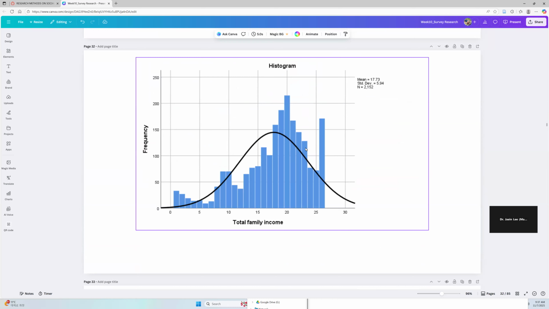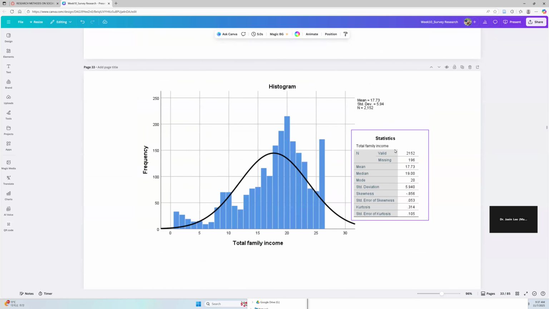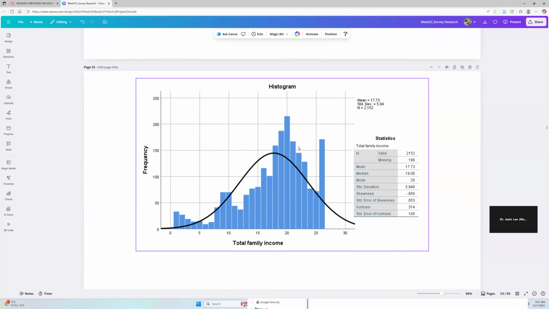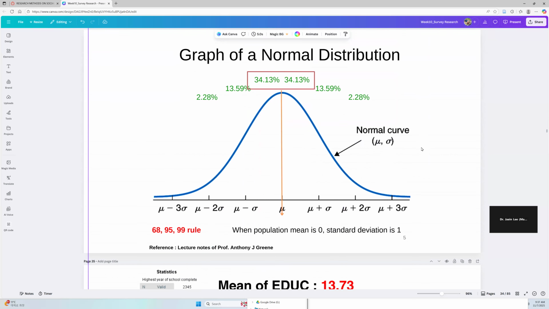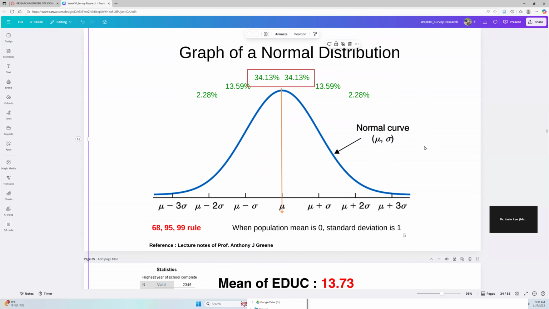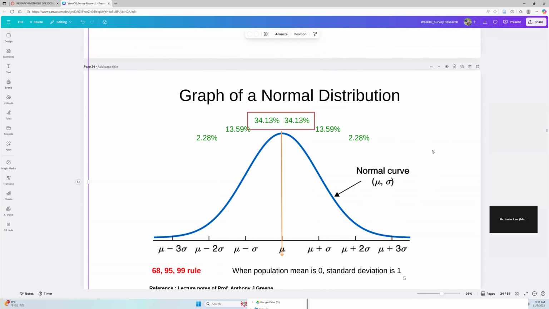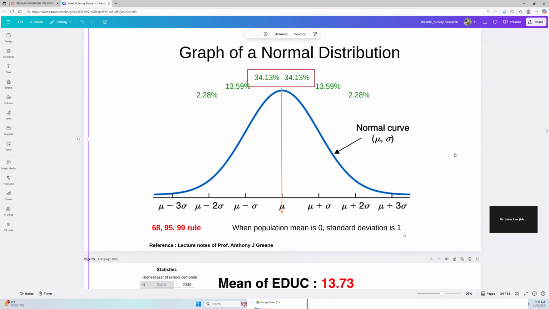Okay. So there might be some practice. The mean is 17 something, and here is the histogram. So you can utilize the information in this type of graph and interpret the central tendency. All right. So before having the 10 minute rest, let me go to the normal distribution.